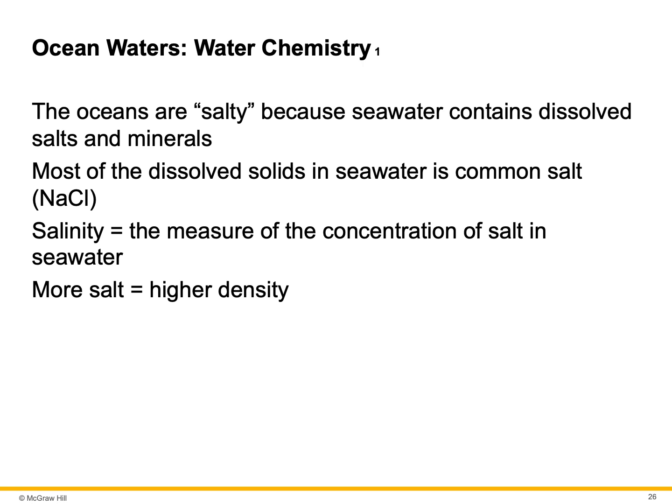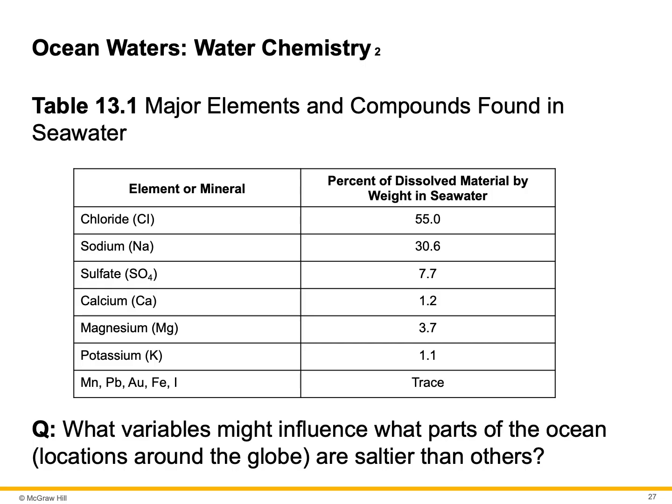Oceans are salty because seawater contains dissolved salts and minerals. Most of the dissolved solids in seawater is common salt, sodium chloride. Salinity is the measure of the concentration of salt in seawater. The more salt there is, the higher the density. What variables might influence what parts of the ocean are saltier than others?